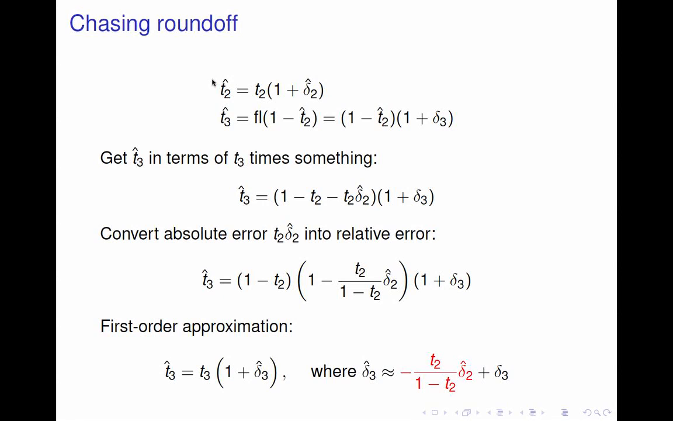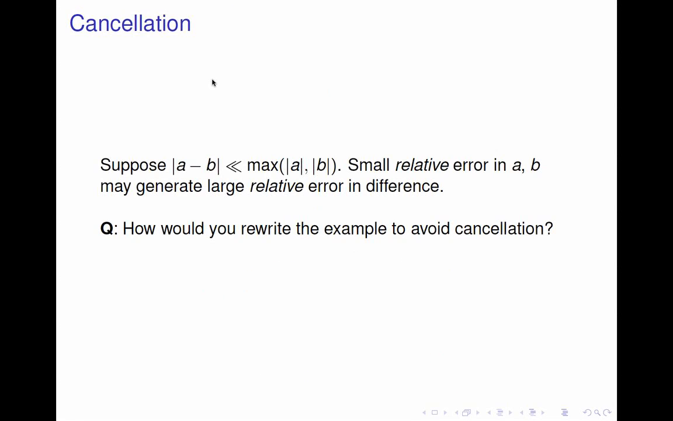And this is cancellation. Okay, so this is a general problem. If you take two numbers that are very close together, much closer than the larger of the two, so that the difference is really small, then a small relative error in either of the inputs may be big relative to the difference. Okay, so that's a problem, but it's a problem that we can get around.